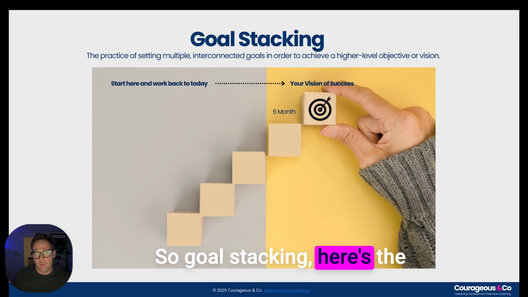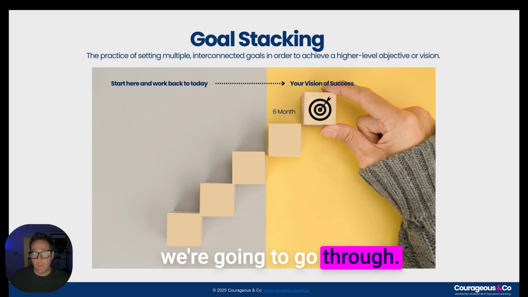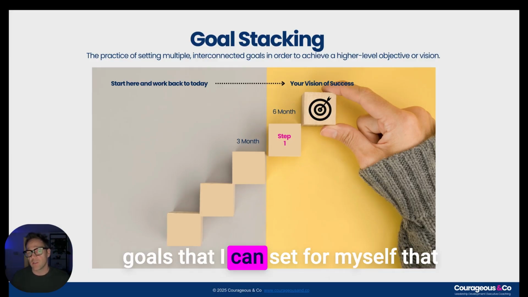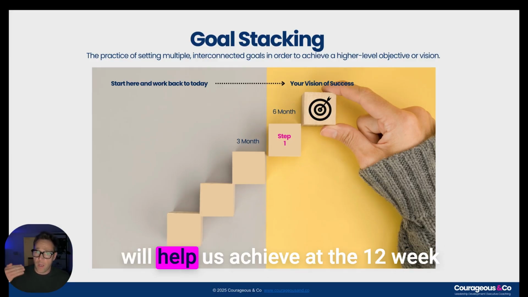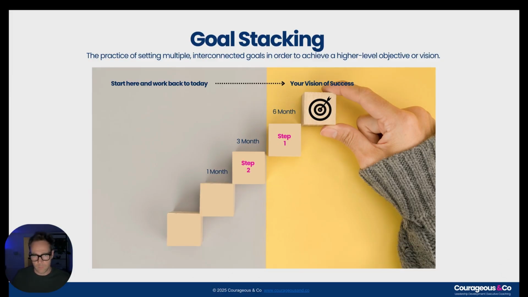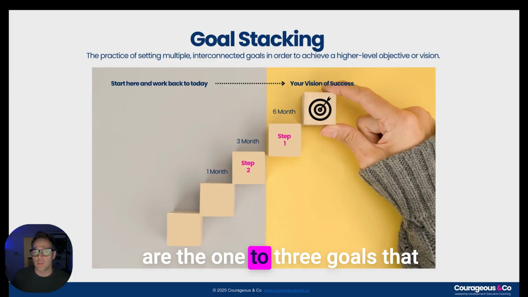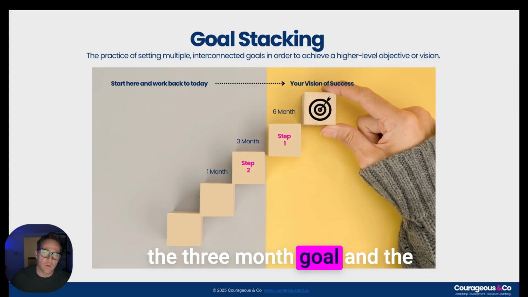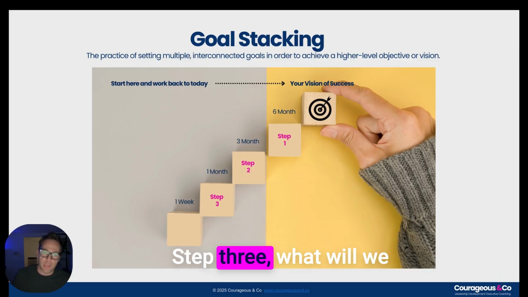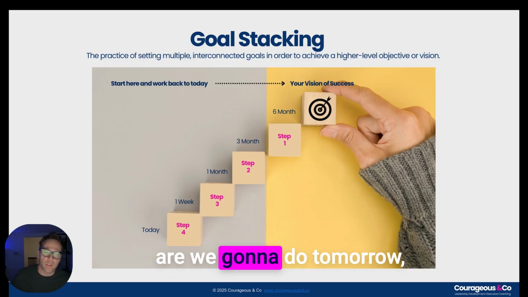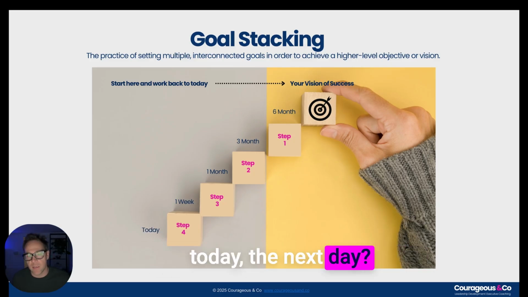So goal stacking, here's the process and the steps that we're going to go through. We've defined success. Now, step 1 is you're going to ask yourself, what are the 1 to 3 goals that I can set for myself that will help us achieve at the 12-week mark our 6-month objective? Step 2, what are the 1 to 3 goals that we will set at the 1-month mark that will help make achieving the 3-month goal and the 6-month goal much easier? Step 3, what will we achieve in the next 7 days? And then step 4, what are we going to do tomorrow, today, the next day?